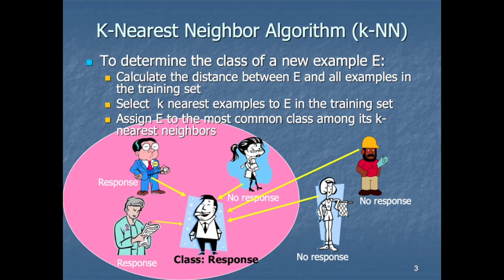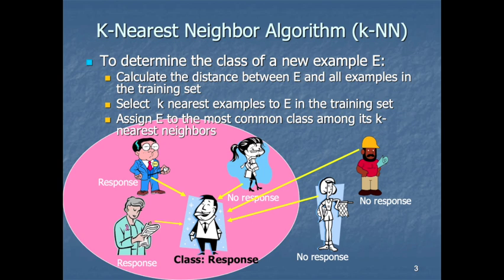Yeah, response, response, no response. So we have 2 response, 1 no response, and we use majority voting. We have 2 response, 1 no response. Therefore, we select response as the class label, right? Do you have any questions?